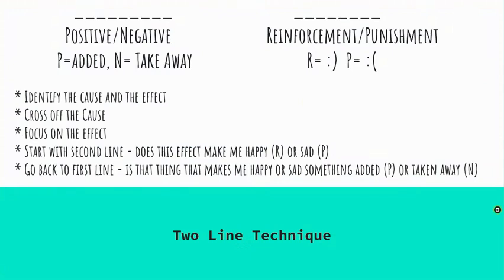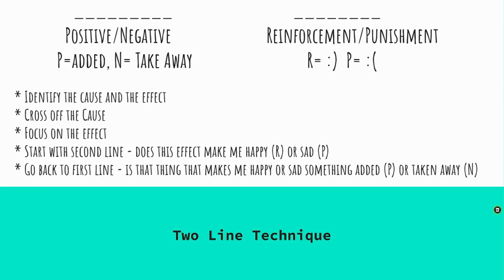So a quick way to figure out the answer if you're ever given a scenario, to identify whether it's positive reinforcement, positive punishment, or negative punishment, is to first identify in the scenario the cause and the effect. The cause is what do I do, or what does the person do? And the effect is what happens to them? Then you're going to cross off the cause, because nobody cares about the cause. What you do does not shape your behavior. It's the effects that happen to you that shape your behavior. So we don't care about the cause. We are going to focus just on the effect.